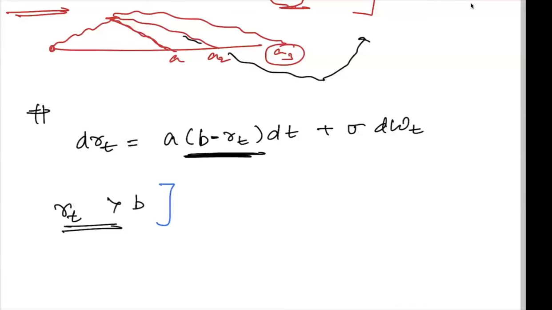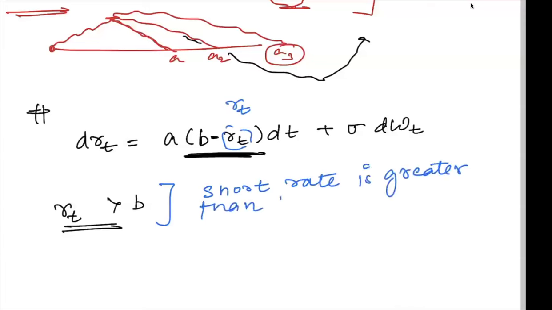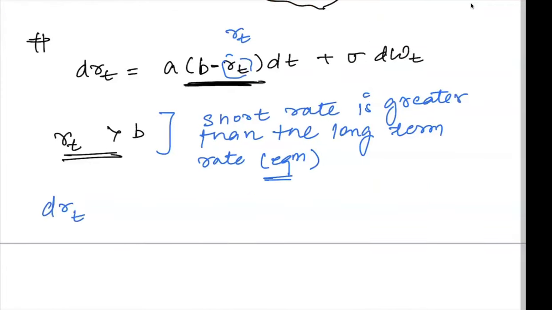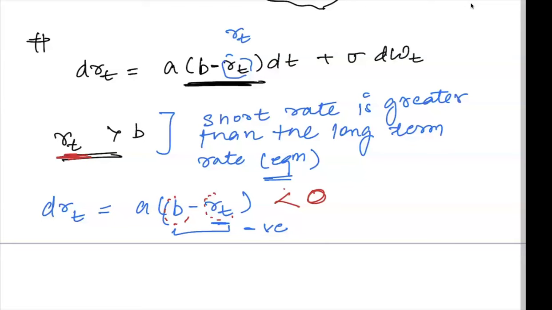This basically signifies that the short rate, which is Rt, is greater than the long-term rate, also called the equilibrium. So when Rt is greater than B, if you see this equation, what will this be? Negative. Agreed or not? When Rt is greater than B, this whole thing will be less than zero, so it will be negative.